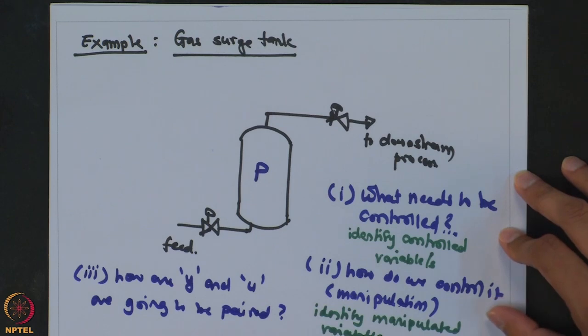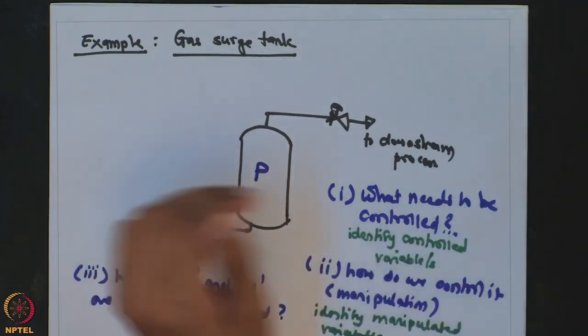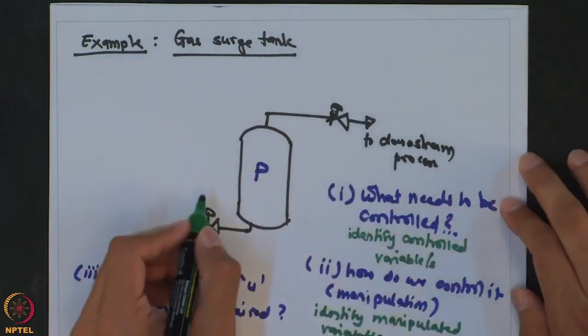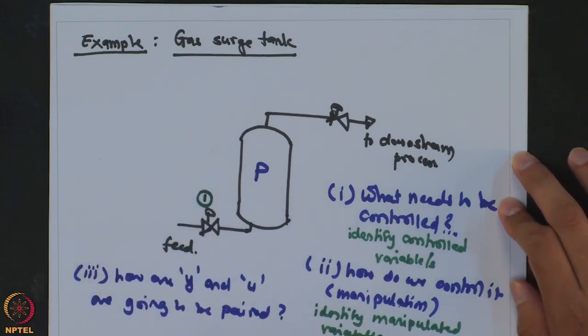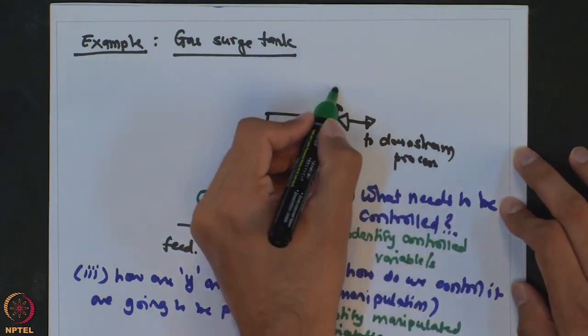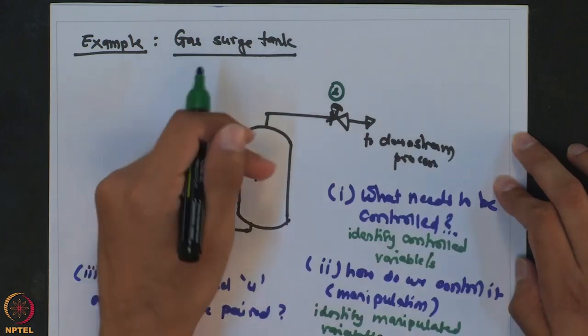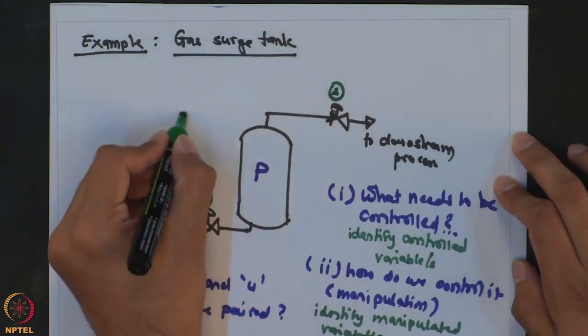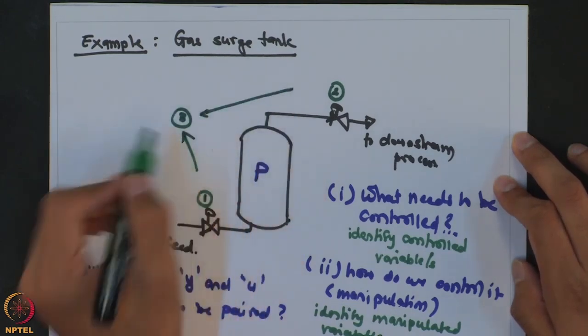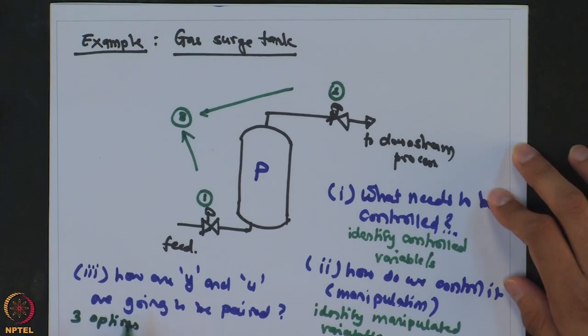We have seen that the second question is, how do we manipulate it? For this particular process, there are three different possibilities of manipulation. One is, you can manipulate the feed flow so that if the pressure inside the tank increases, you reduce the feed flow. The second option is to control the pressure by using the outlet flow, so if the pressure goes above the value, the outlet valve will open. And the third option is a combination of the two: you can use both inlet as well as outlet valves to control the pressure. So when I ask how Y and U are going to be paired, there are three options of pairing: pressure with feed, pressure with outlet, and pressure with feed plus outlet.